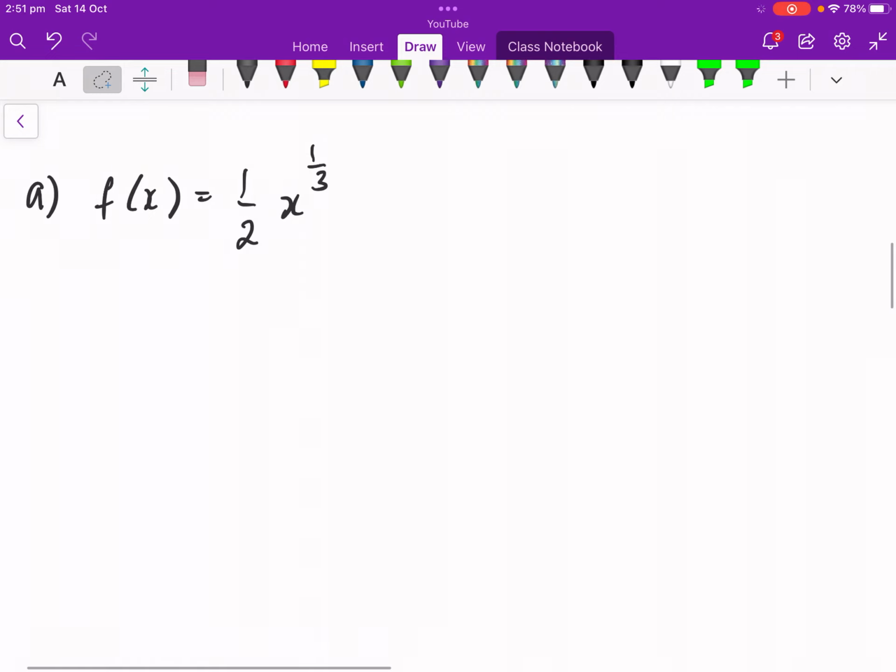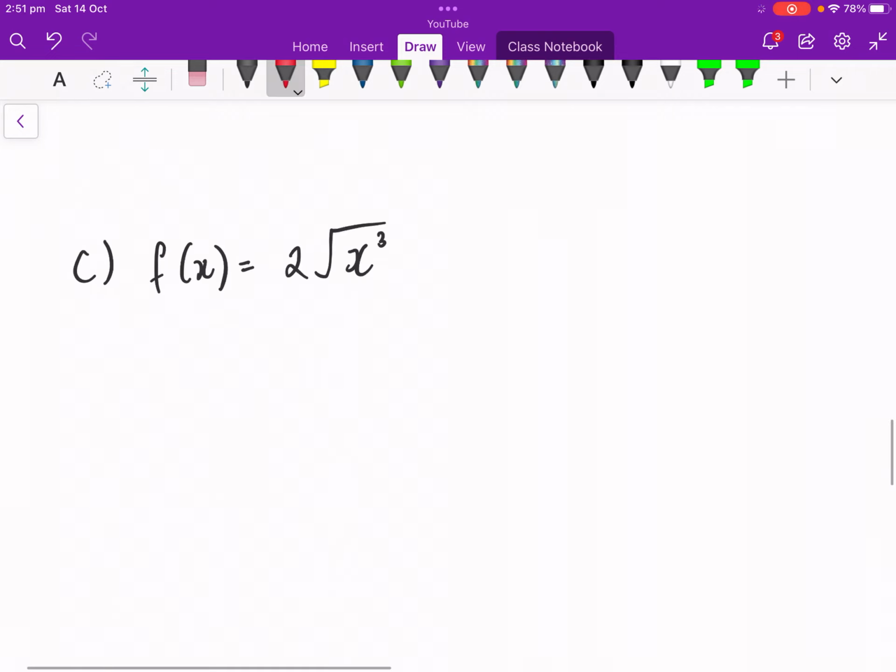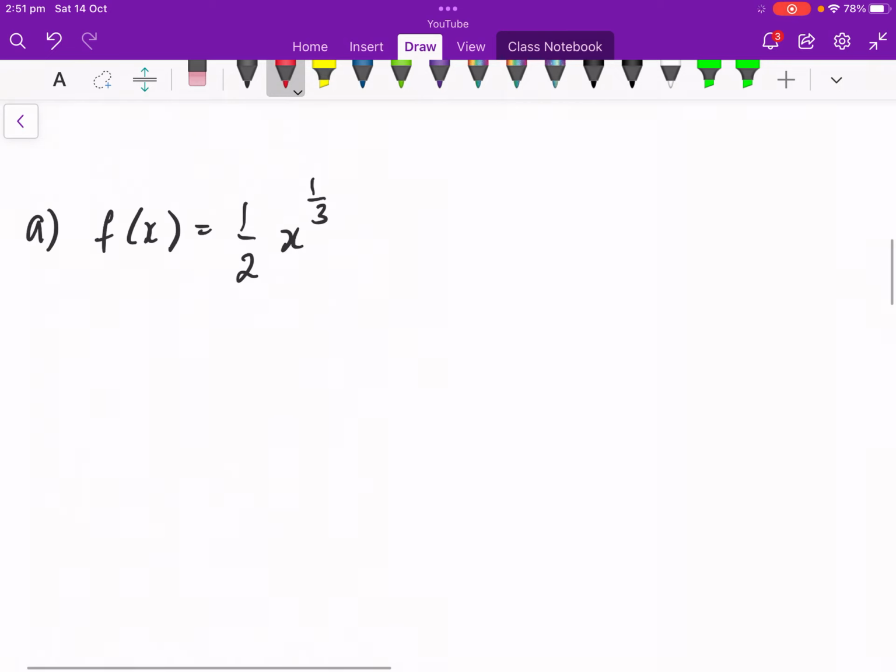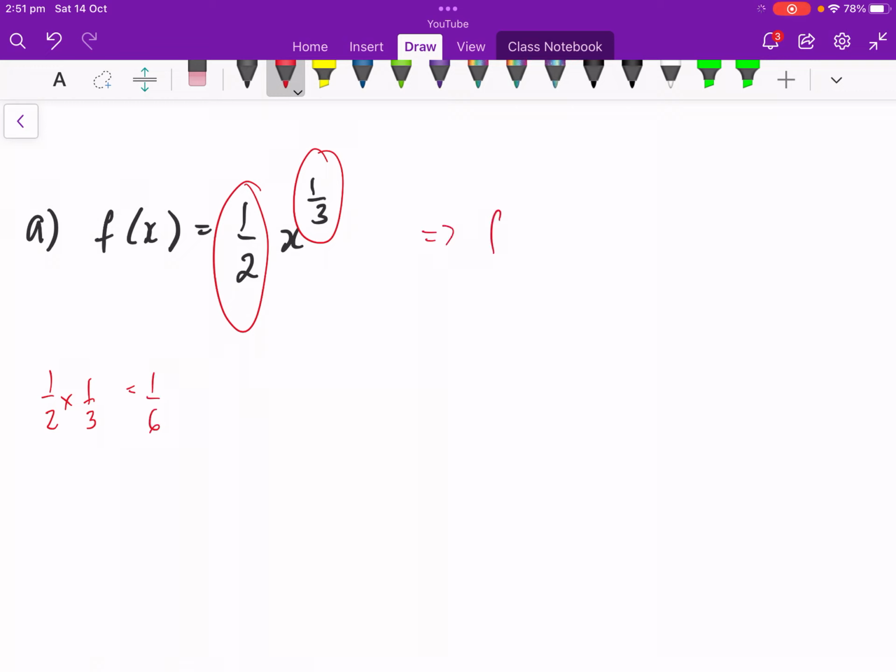So let's do half times a third. Now if I put that to the side here, you don't have to show this when you're working it out. 1/2 times 1/3 equals 1/6. Okay, so f prime x is equal to 1/6 x to the power of 1/3 take away 1.